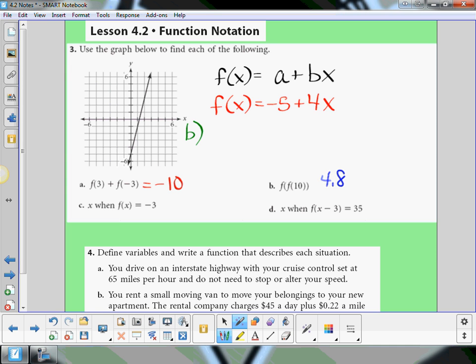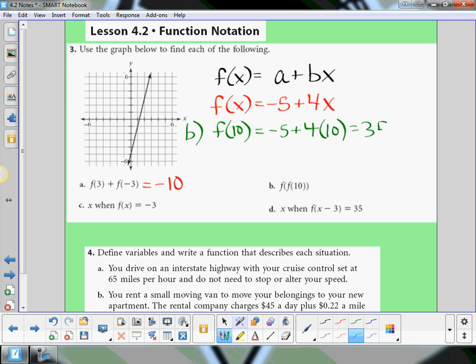You work from the inside out. You start with that little f of 10 on the inside, and you see what that equals. So evaluate f of 10. So that means plug 10 into the equation. So what would f of 10 equal? 35? Okay. So it's asking you to find f of 10. It's like a compound structure kind of thing. So you have to work from the inside.